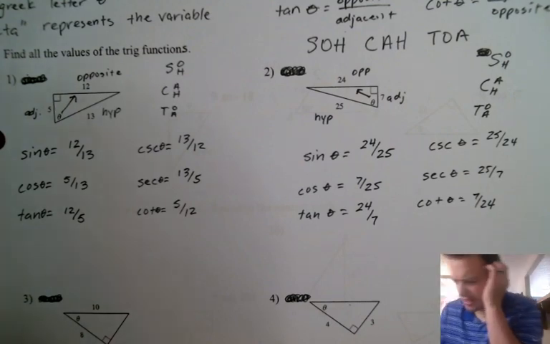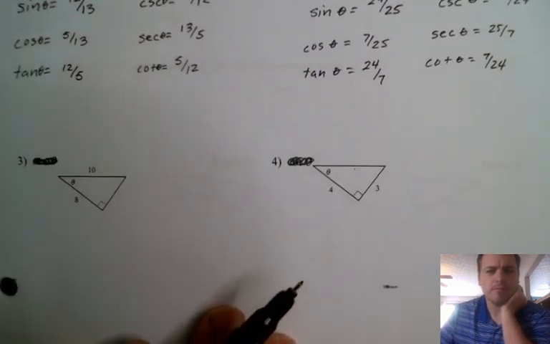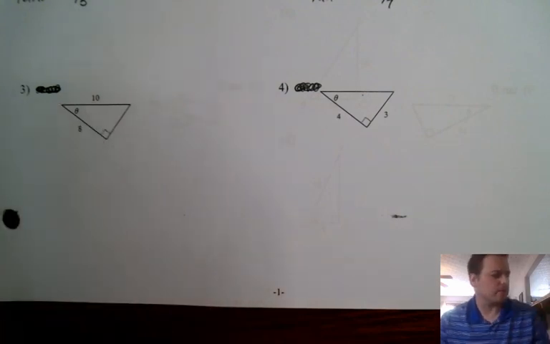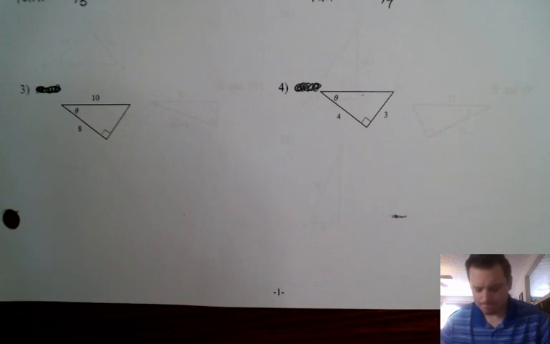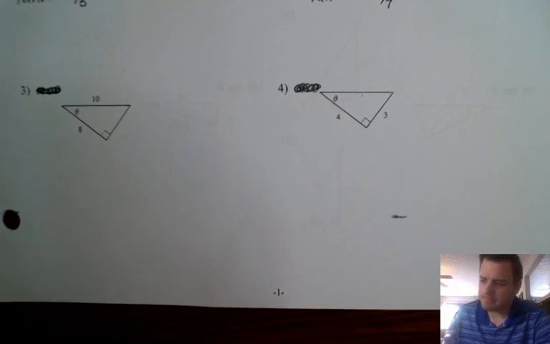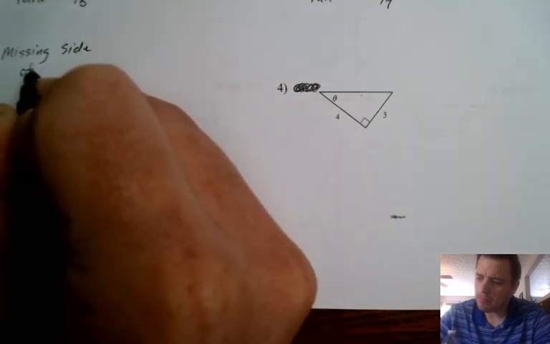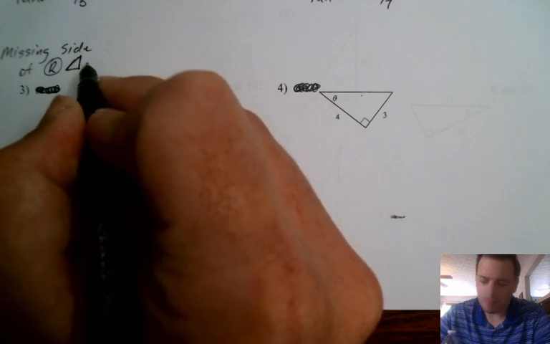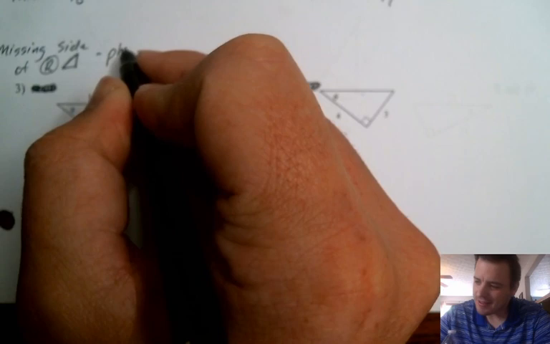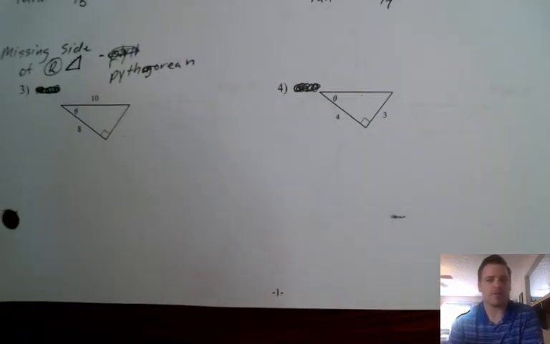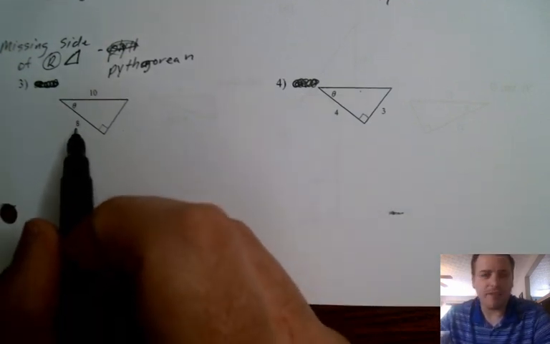Okay. Going to this next one. So again, number 3. Now notice in number 3 we're missing a side. So what is that theorem that we use when we have a right triangle and we're missing a side? What's that theorem called? Pythagorean. And I am butchering the spelling of it as well, so I apologize. Yeah, Pythagorean.